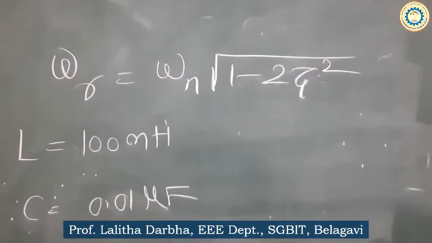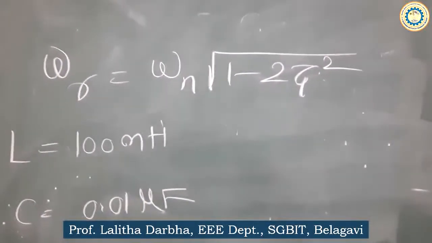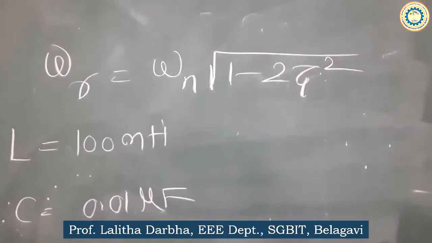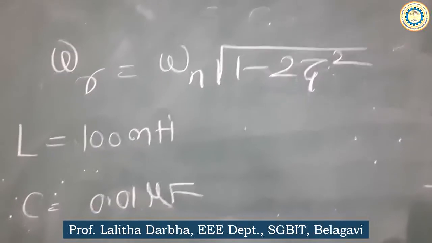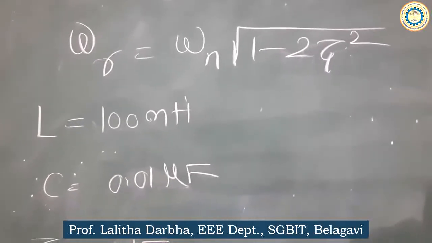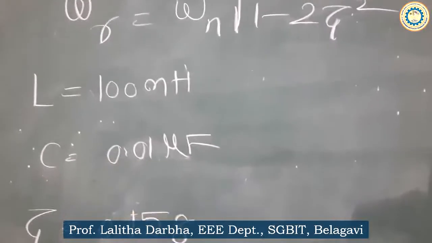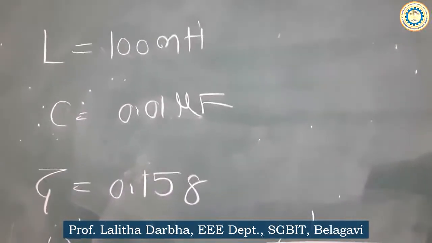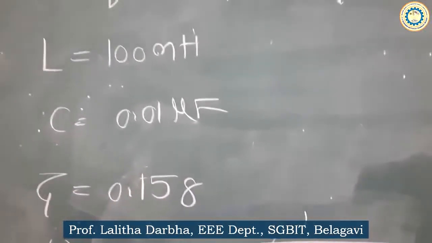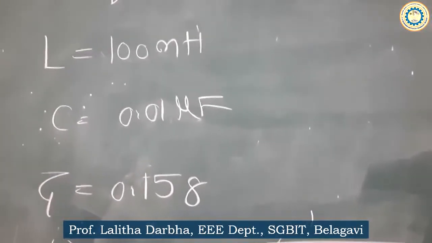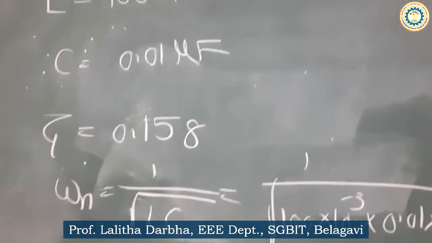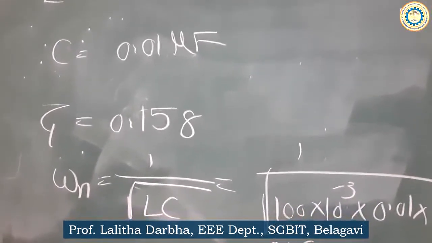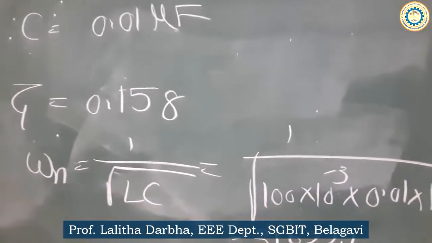Omega R, as we have already derived in the last class, is equal to omega n root 1 minus 2 zeta square. Zeta is the damping factor, L is 100 millihenry in our hardware, capacitor is 0.01 microfarad, and zeta, the damping factor, is 0.158. This is for the underdamped system, that is what we have designed for.